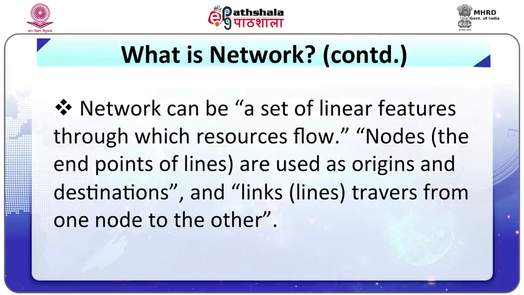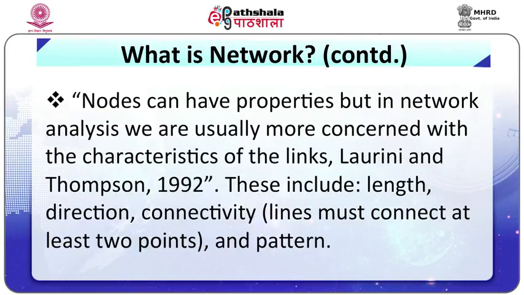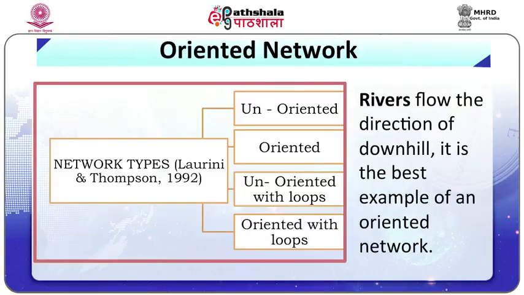In addition, a network can be a set of linear features through which resources flow. Nodes, the endpoints of lines, are used as origins and destinations, and links are the lines that traverse from one node to the other. Nodes can have properties, but in network analysis we are usually more concerned with the characteristics of the links, as also written by Larooney and Thompson in 1992. These include length, direction, connectivity, lines, of course we all know must connect at least 2 points, and the patterns. So all those links have to be tabulated.